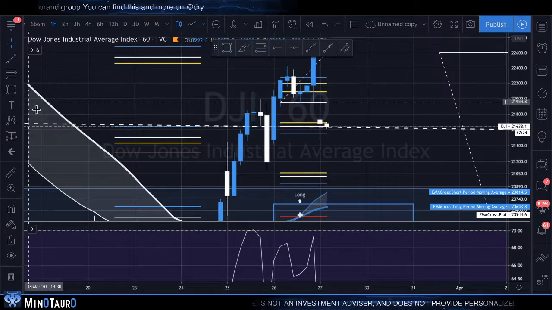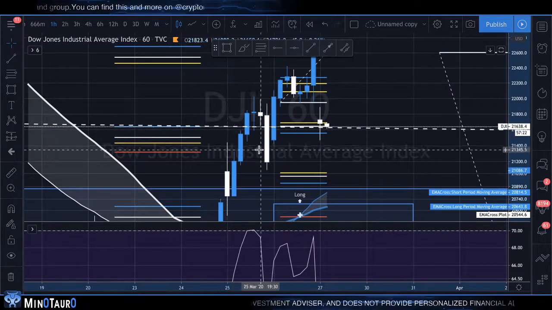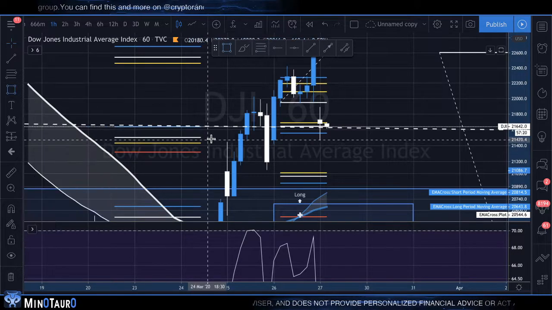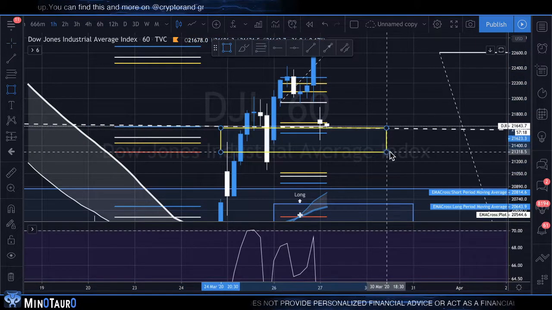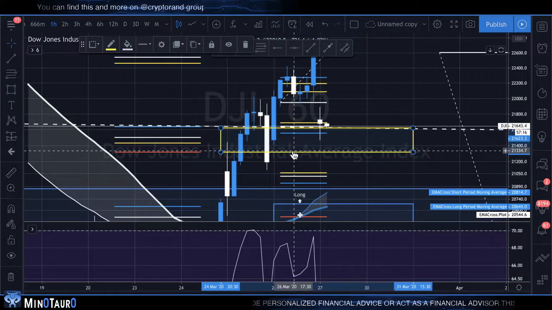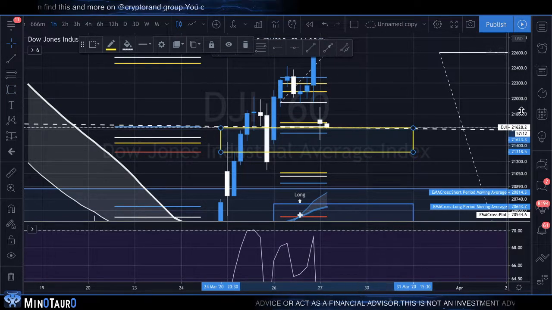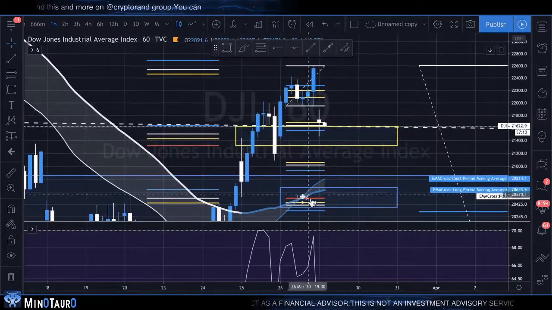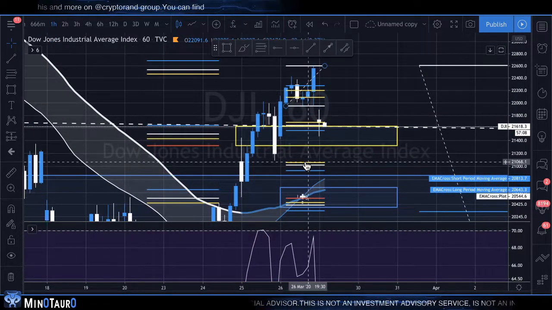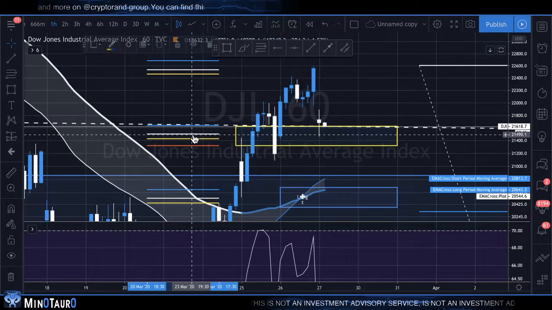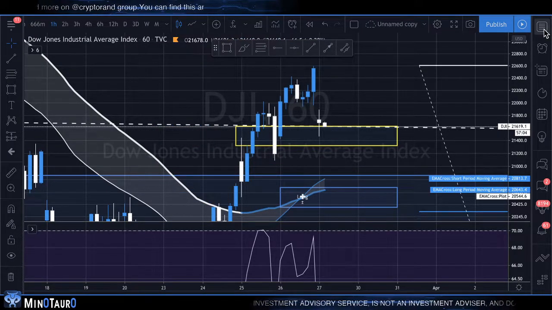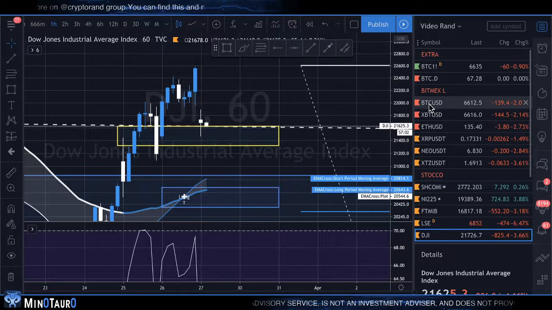You can play inside this one for a bit, and then it finds its way up again, or goes to retrace over the ribbon. Okay, so this is going to be a trap zone like Bitcoin at this moment. Let's go on Bitcoin.